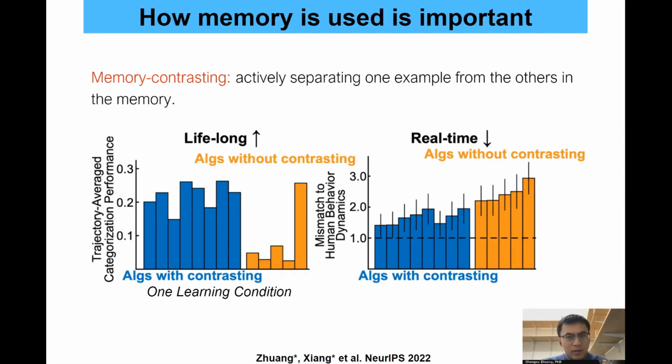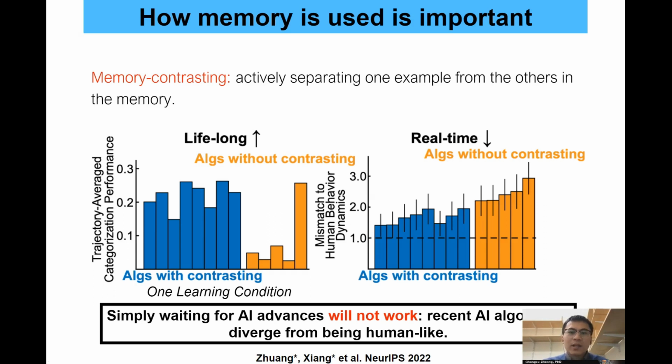If we put them together, this really indicates that we cannot simply wait for AI advances. The recent AI algorithms really diverge from being more human-like because the recent algorithms have already removed this memory contrasting mechanism.